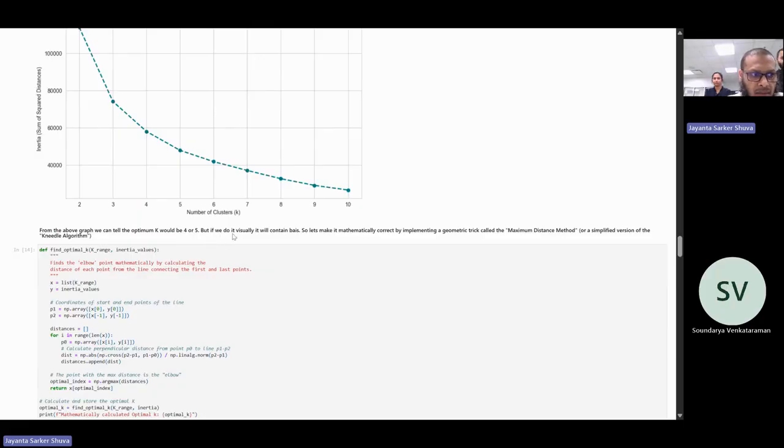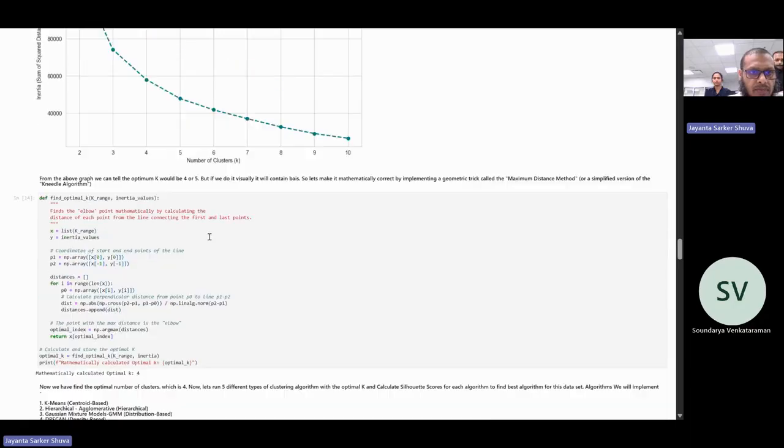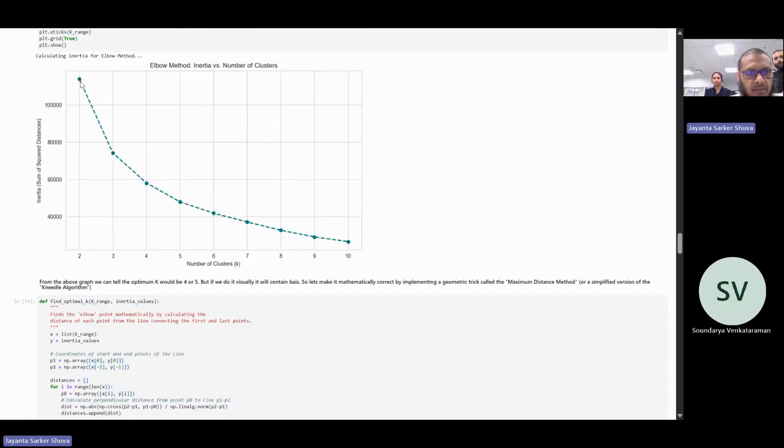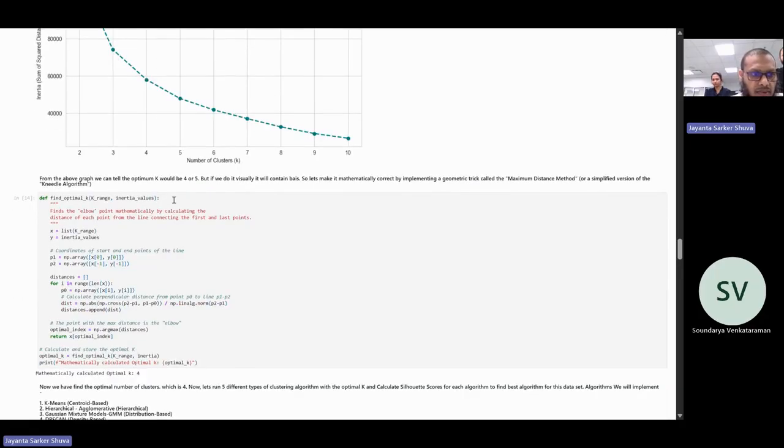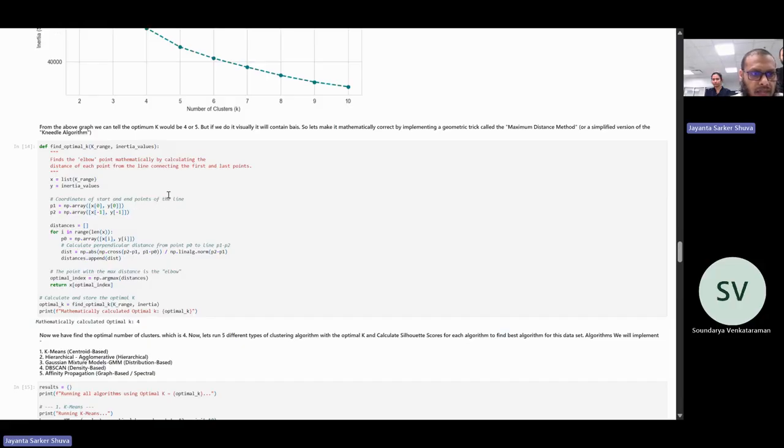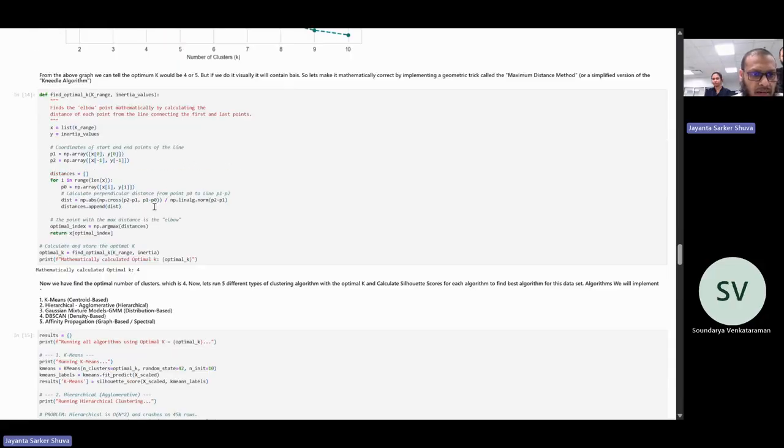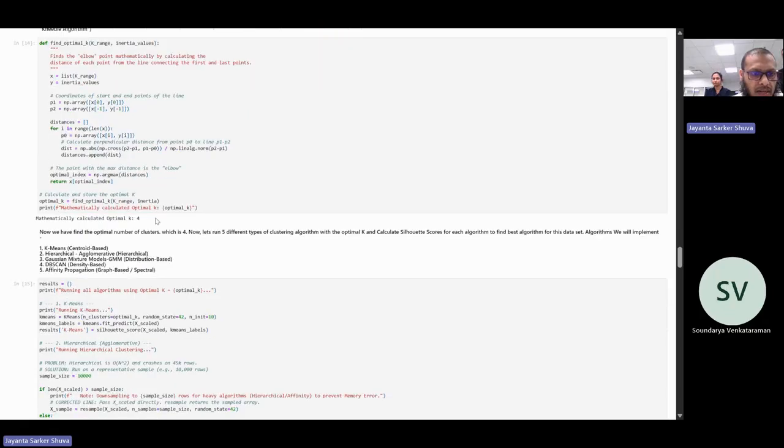We ran a maximum distance method, the so-called needle algorithm. To measure this maximum distance, we assume a reference line from the first K point to the last point, and for each K we find the perpendicular distance between that K point and the reference line. We ran this code to get the optimal point mathematically. Here we got 4 as our optimal K.